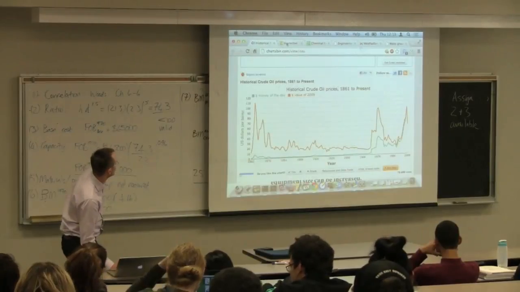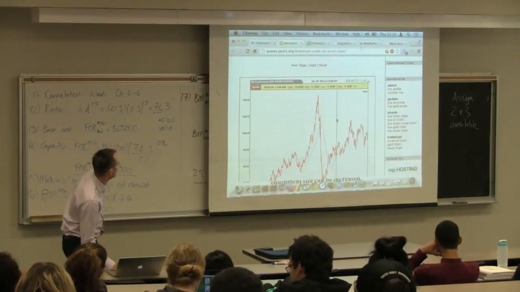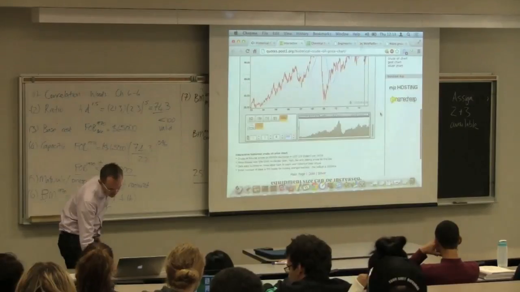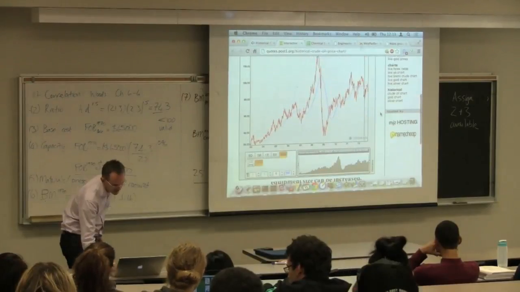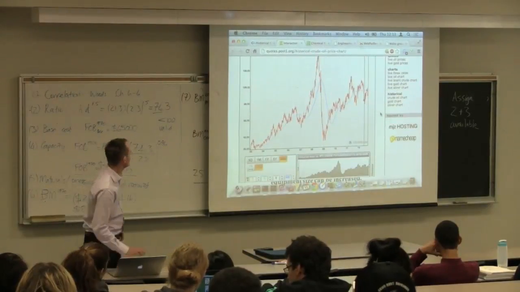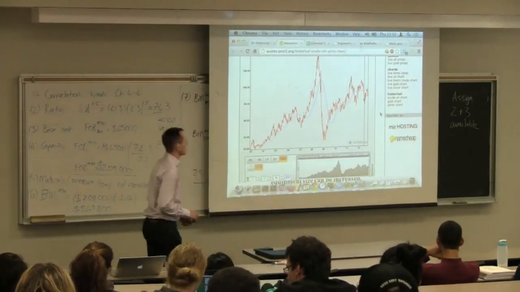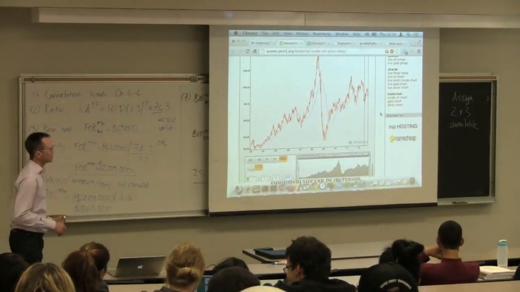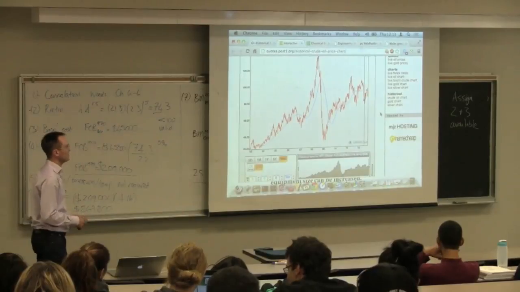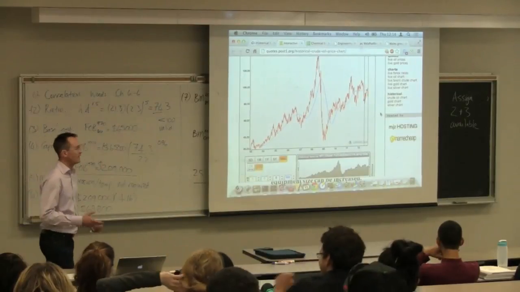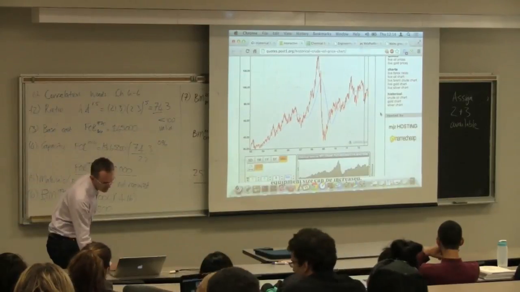So here's a more zoomed-in one. If we're looking at the crude oil price just in the last 10 years, so 2003 to present, the price of crude has fluctuated very dramatically just recently, but this would be one way that you can use to inflate your figures to current days.